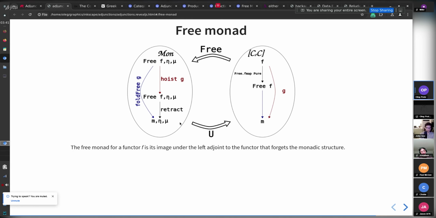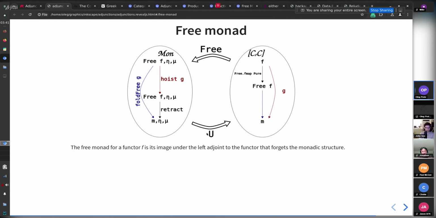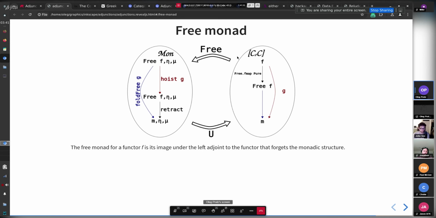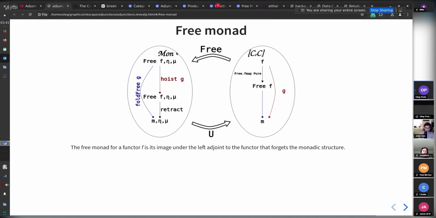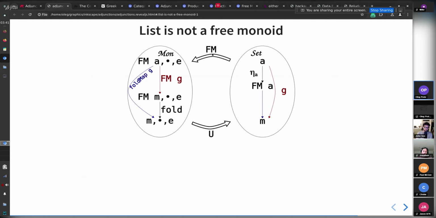So you have a forgetful functor, and the left adjoint to it is the free functor. So the forgetful functor comes from the category of monads. So free gives you free monads, and if this was like GRP, the category of groups, the left adjoint would be a free group functor, and same for free monoids.